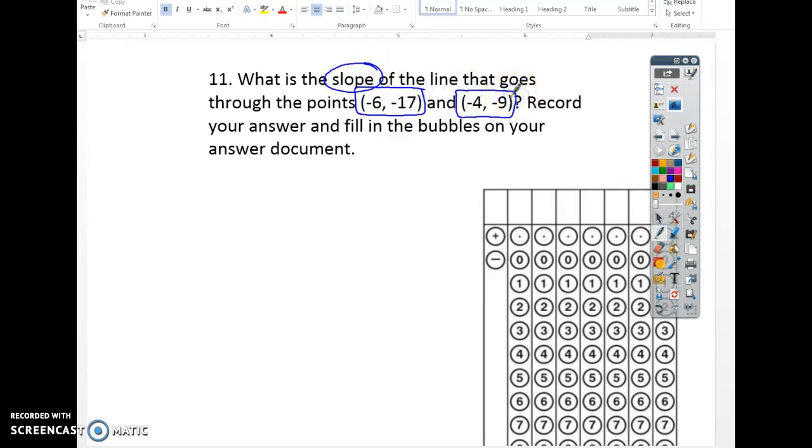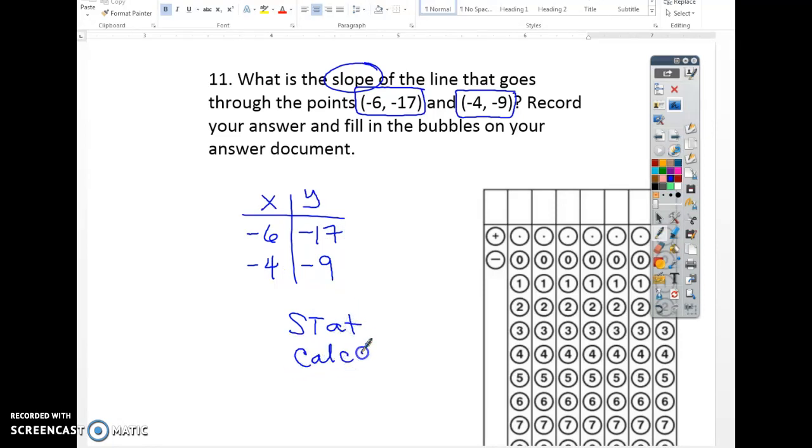Stat. Okay, you make a table. -6, -17, -4, -9. Stat, enter, stat calc 4 because it's only 2 points. Okay, and the answer is either going to be a whole number or a decimal. No fractions. You can't put fractions in here, so don't even try doing math enter.